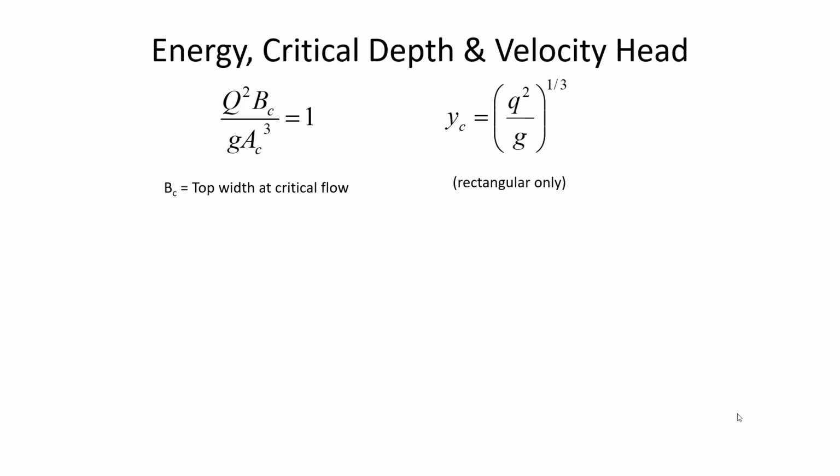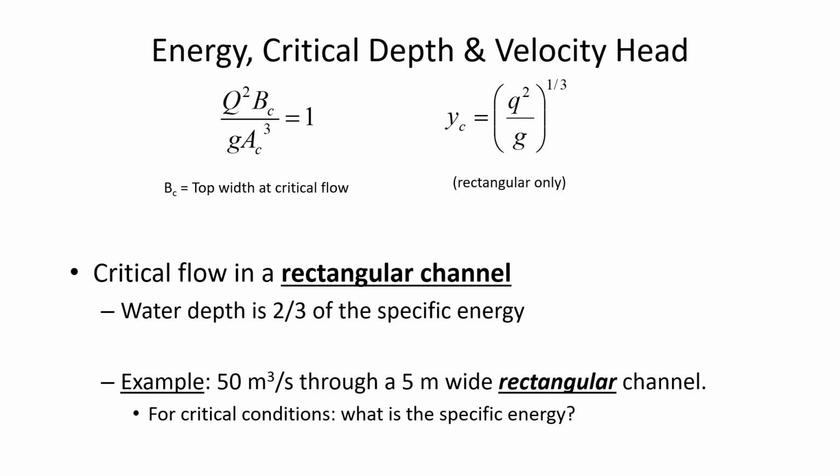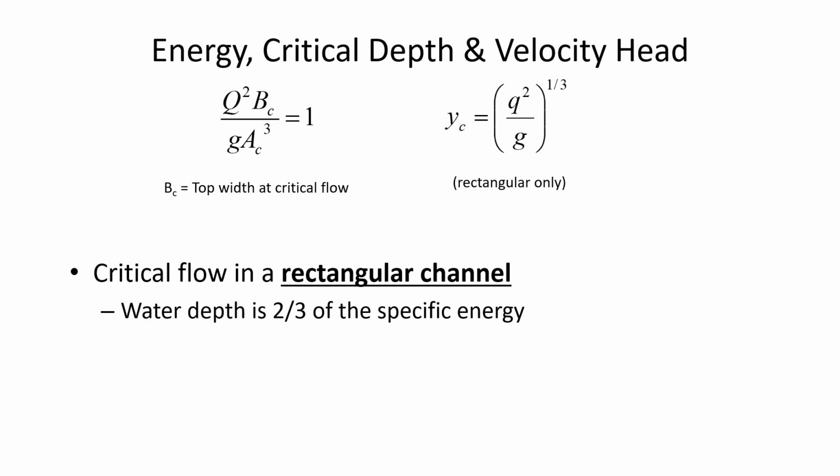Just a reminder that when you have a rectangular channel, you can calculate the critical depth with this formula. Under other conditions like a non-rectangular channel, you could use this. But when you have critical flow, the depth represents 2/3 of the specific energy. So we won't do this last example, but if you have critical flow conditions, you can find the specific energy by just multiplying the critical depth by 3/2. And then that'll give you the specific energy.